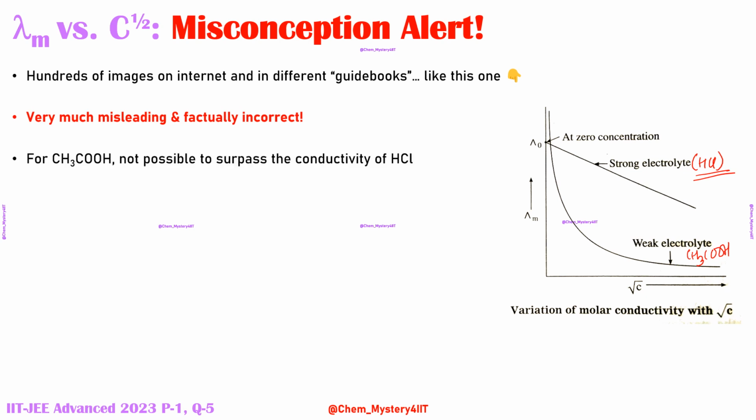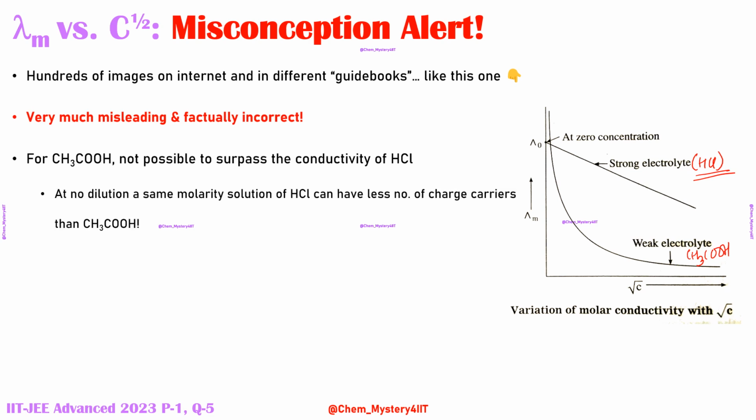The problem is acetic acid cannot surpass the conductivity of HCl. We have a reason for that. Whatever be the dilution, the number of ions present in acetic acid solution for the same concentration as HCl, we cannot have more number of ions. Let us assume for a moment when we are having infinite dilution, 1 mole H plus ion and 1 mole chloride ions are being produced by HCl, and the same thing, 1 mole H plus ion and 1 mole acetate ions are being produced by acetic acid as well. We are having equally the same number of ions, 2 moles of ions are present.